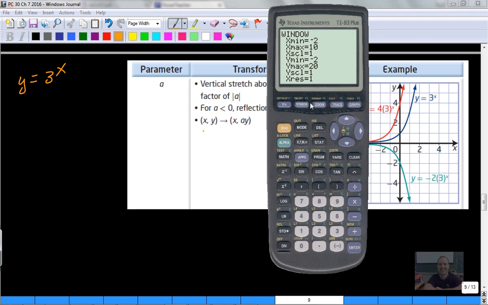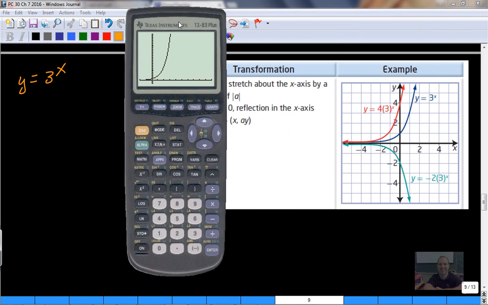And the window, in case you're interested, this is what I did for the window, just so we could see this a little more clearly. X min negative 2, X max 10. And then Y min was negative 2, and because I'm using the 3 now, I think I'll maybe up this to 30. Okay, so negative 2 to 10 and negative 2 to 30. And that, your graph then should look something like that. Okay? Everybody got that? So this is the Y equals 3 to the power of X.